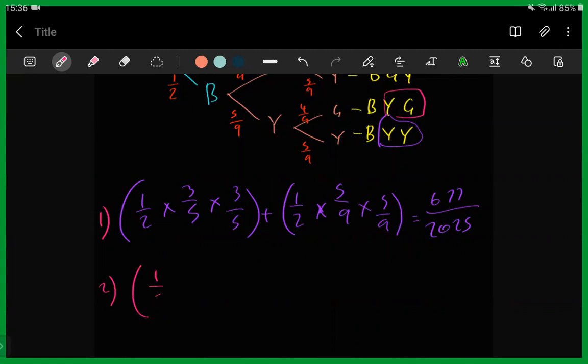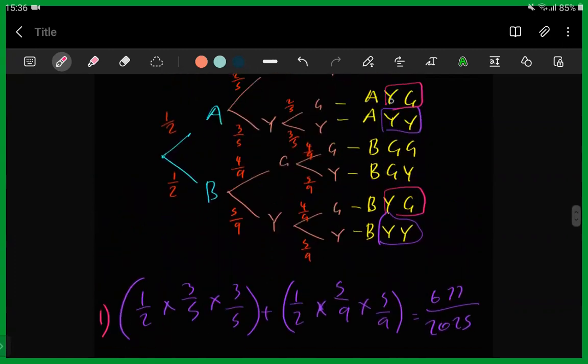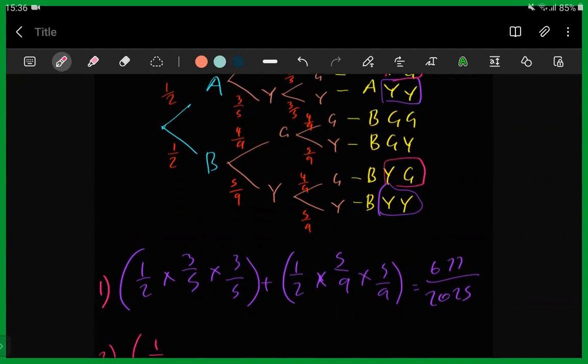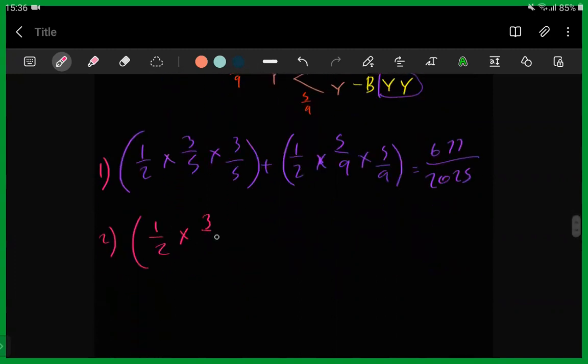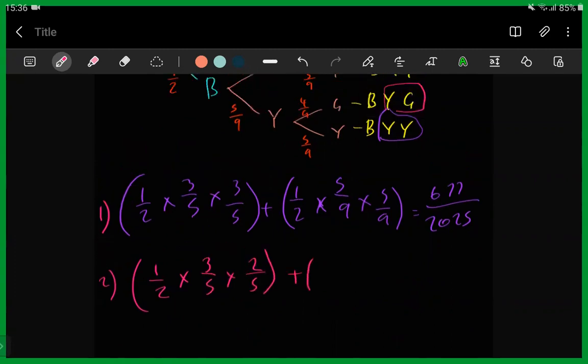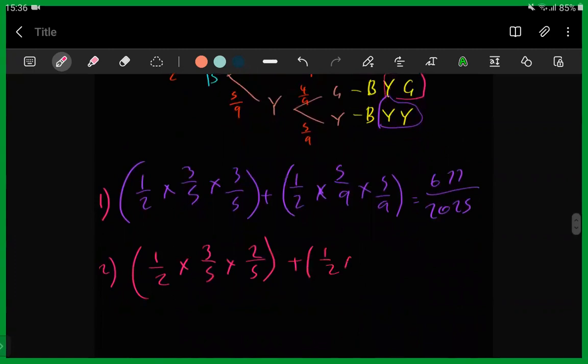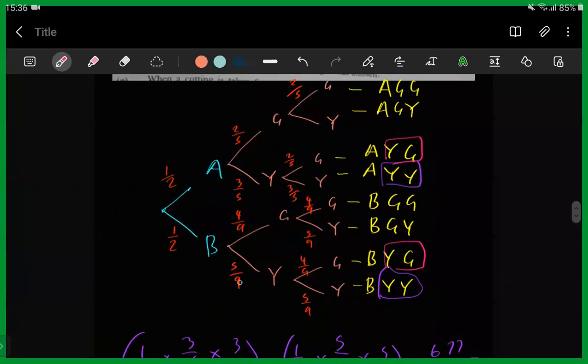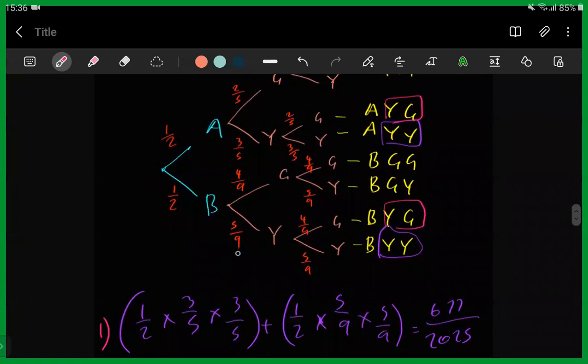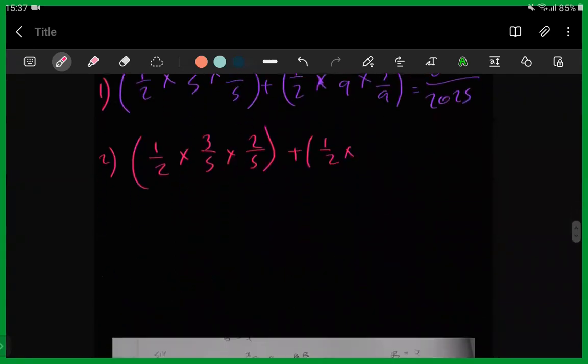For those two scenarios, it's going to be a half for the first one. Getting yellow here is 3/5, and then green is 2/5. And then down here, for bag B it's 1/2, and getting yellow here is 5/9, and then green is 4/9.